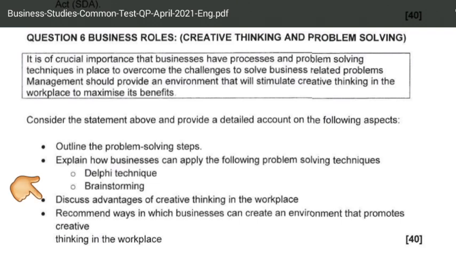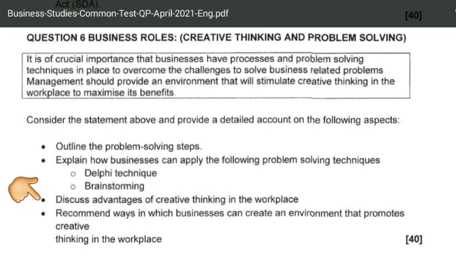Number 3, discuss the advantages. See, it didn't say impact, it just said advantages, so you can only do one here. We don't need the disadvantages of creative thinking in the workplace. And then lastly, recommend ways in which businesses can create an environment that promotes creative thinking in the workplace. So that third bullet point is very important, because when they're looking for advantages only, they will only say advantages, but if they say impact, you need to do both.